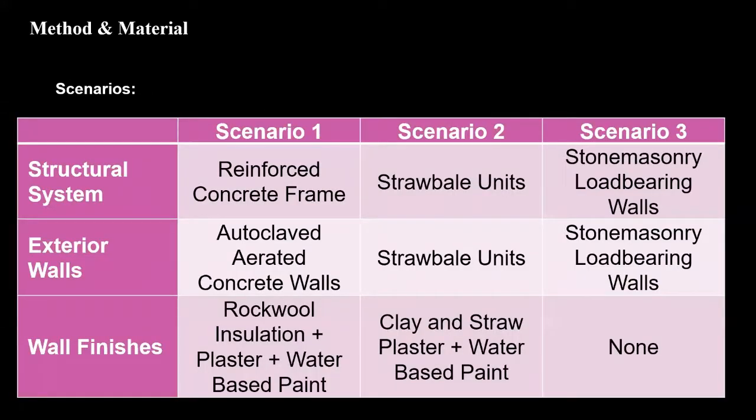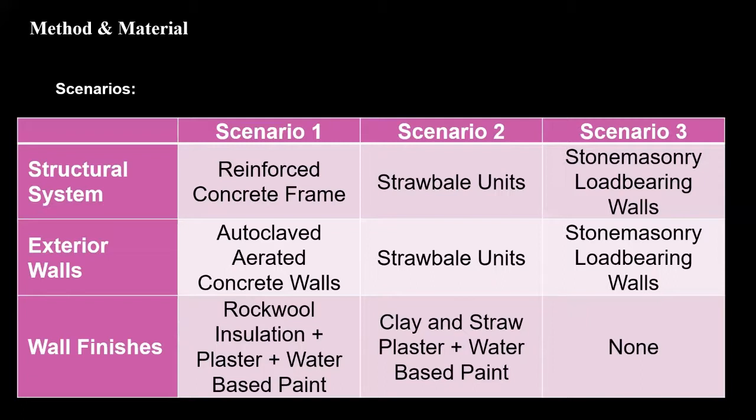The three scenarios can be seen on the table. Scenario 1 has a reinforced concrete frame structure. Its exterior walls are made of AAC coated with plaster and paint. It has rough wood insulation on exterior walls. The columns are placed inside the interior walls on two longitudinal sides.